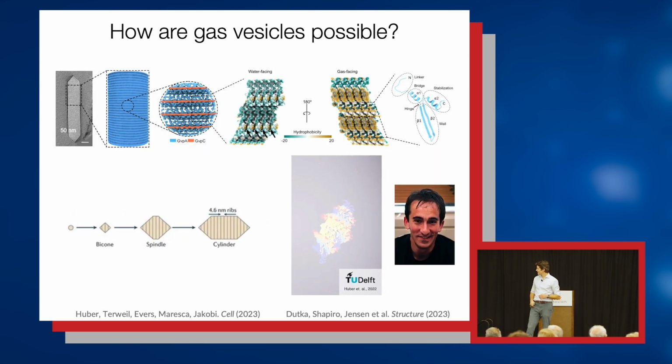All right. So last thing, and this is David, I think, asked me to put in some structural stuff in here. So how are gas vesicles even possible? You might be wondering this too, right? Like, how did nature create a void inside a cell?